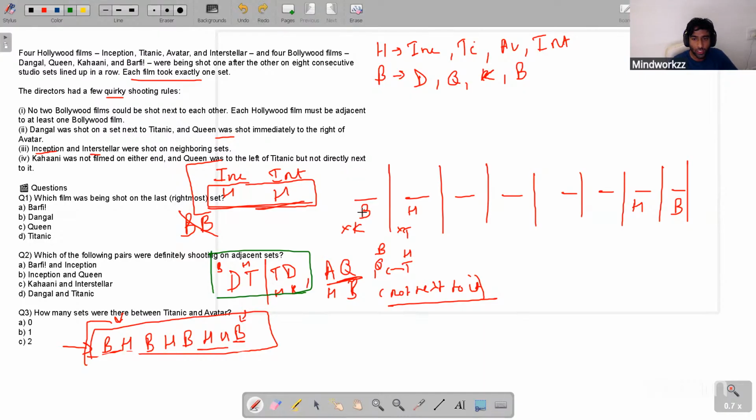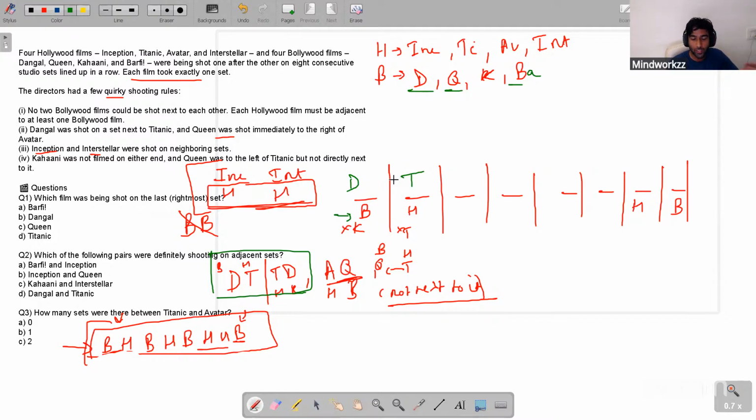So we know that a Bollywood film has to come here. That is of course given to us, that a Bollywood film has to come on the left side. So what Bollywood films do we have left? We have Dangal, Queen, and this is Barfi. I'll just write BA so that it's not confusing. So if you try Dangal here, for example, then you will have Titanic here. That is of course what is going to happen, right?